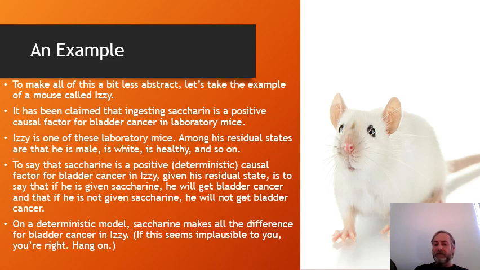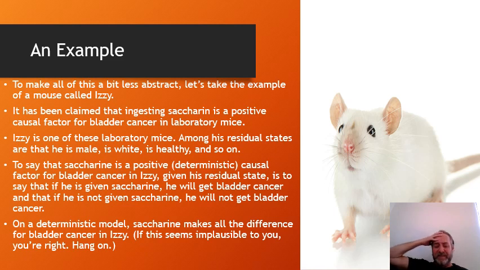So he's got a set of residual states. Let's say he's male, he's white, he's healthy, etc. So if we're trying to claim that saccharin is a positive deterministic causal factor for bladder cancer in this individual, Izzy, given his residual state, what we're saying is that if we give Izzy saccharin, he's guaranteed bladder cancer. And if we don't give him saccharin, he's not going to get bladder cancer. So again, on this deterministic model, saccharin makes all the difference as regards bladder cancer in Izzy, right?